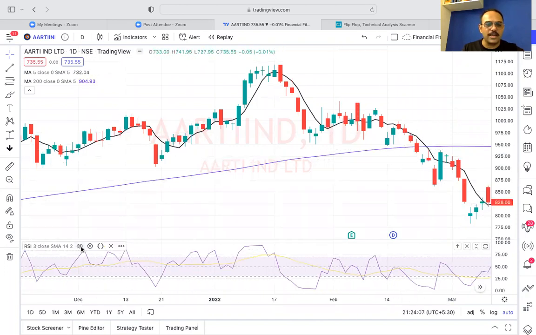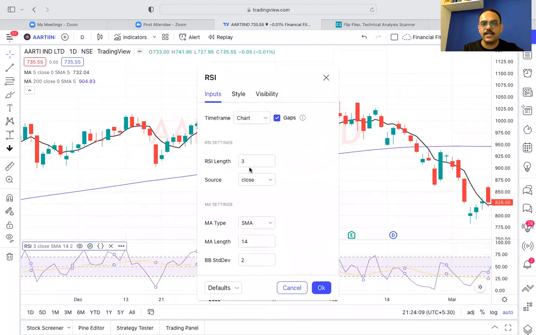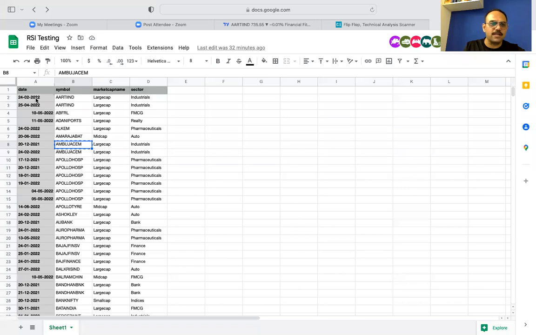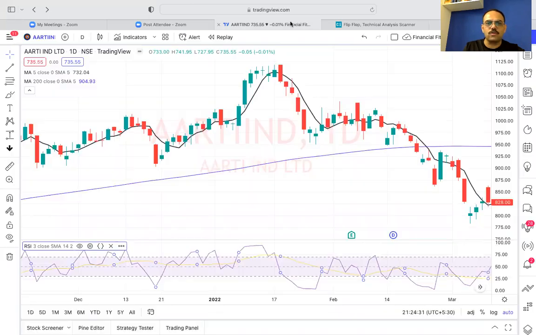See, you have to use RSI of 3 days. It is not 14 days. So RSI is only for 3 days. You have to change it from 14 to 3. Second, RSI should go down below 3 in 3 steps. So let me just show you what the 3 steps are.